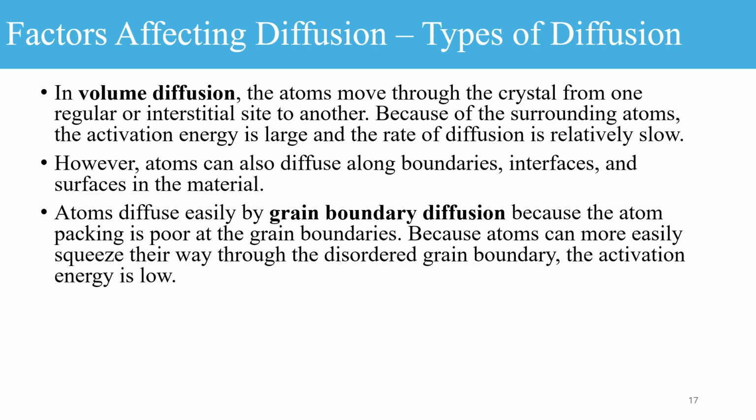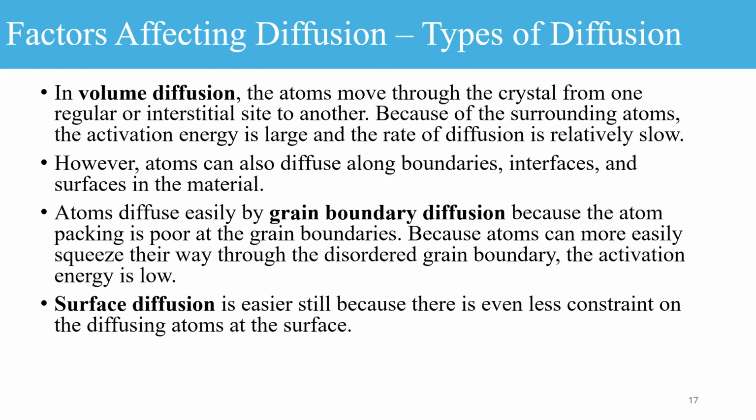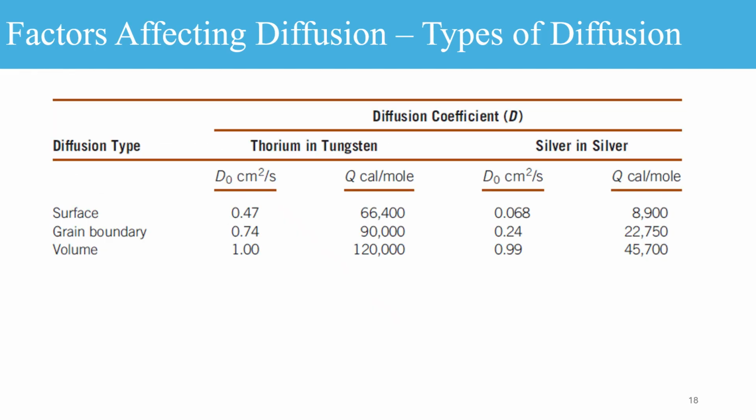Atoms diffuse easily by grain boundary diffusion because the atomic packing is poor at the grain boundaries. Because the atoms can more easily squeeze their way through the disordered grain boundary, the activation energy is low. Surface diffusion is even easier because there is even less constraint on the diffusing atoms at the surface.